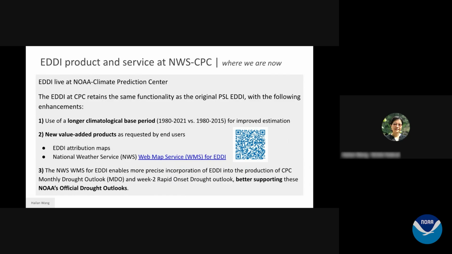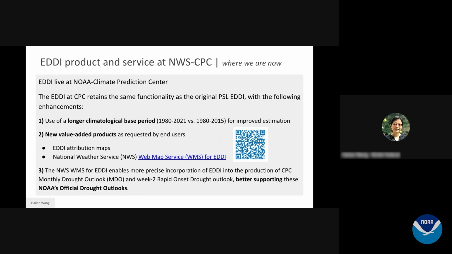And another value-added product as requested by end user is this National Weather Service web map service for EDDI. And this WMS for EDDI just enables users to have this flexibility to pin, zoom, and focus on specific locations or regions of their interest, which I'm going to provide a little more information later. And just because we now have this NWS web map service for EDDI, this just really enables more precise incorporation of EDDI into the production of CPC subseasonal drought outlooks.